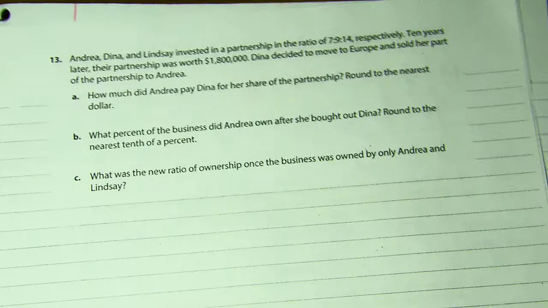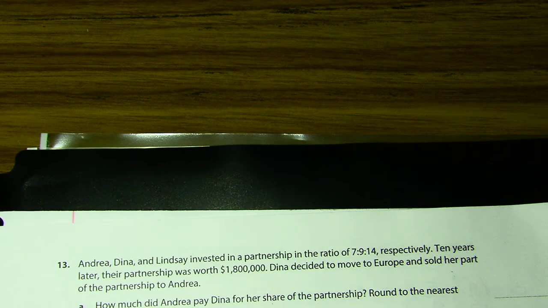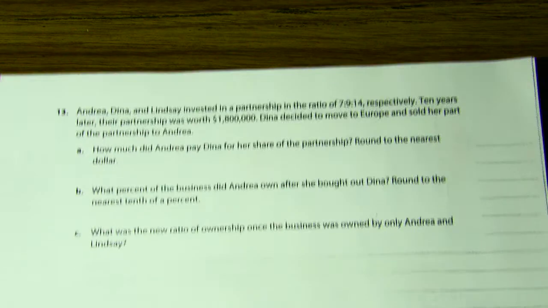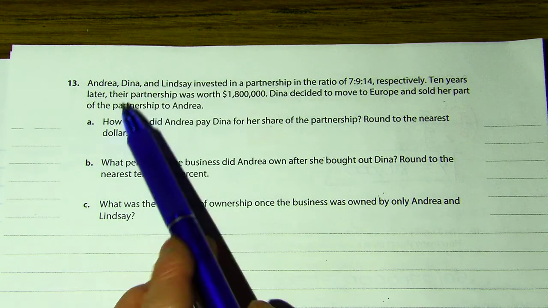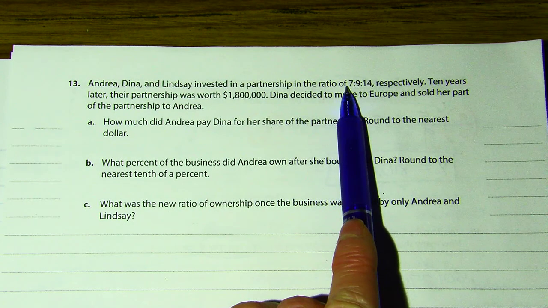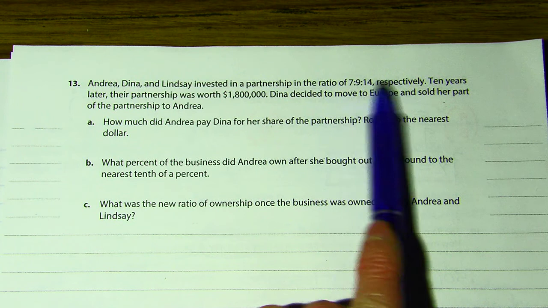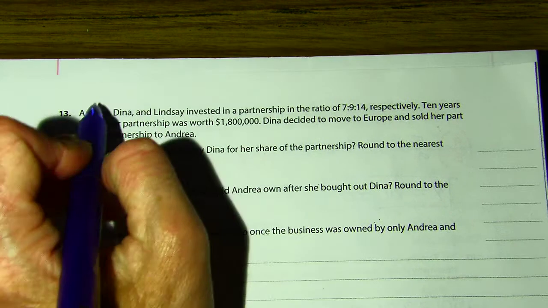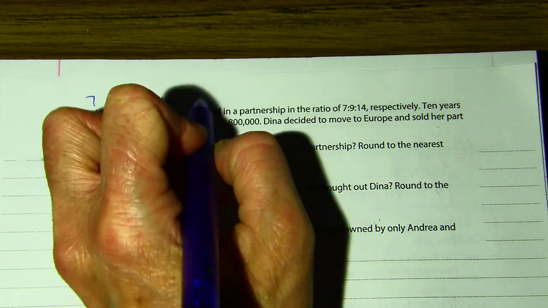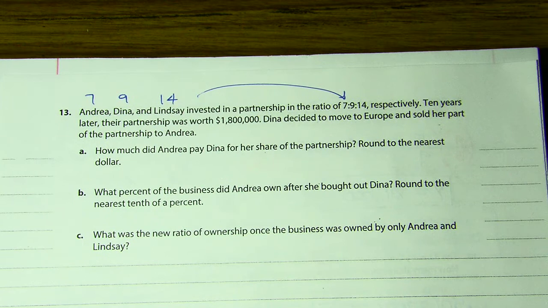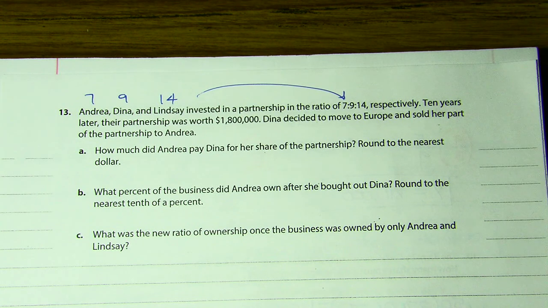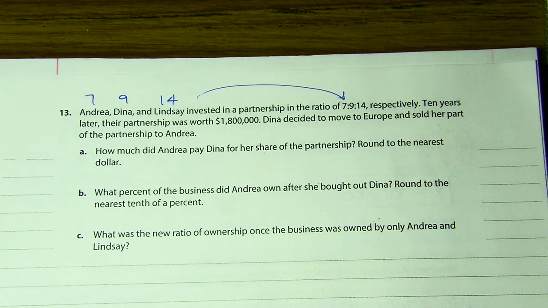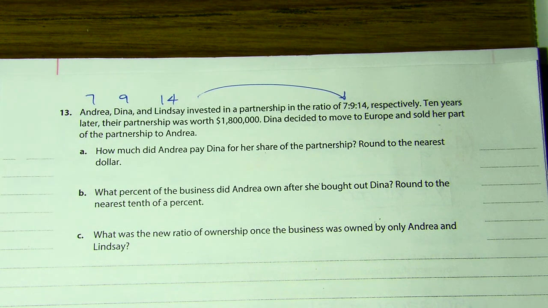3 more. I'll do 3 more just so you have plenty of examples to work off of for your homework assignment. So how much did Andrea, Dinah, and Lindsay invest in a partnership? Here's the ratio, 7, 9, 14. Remember, that's in order of names. 10 years later, their partnership was worth $1.8 million. Dinah decided to move to Europe and sold her part of the partnership to Andrea. So how much did Andrea have to pay Dinah for her partnership?